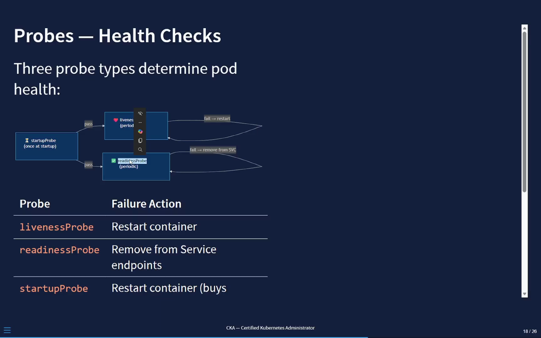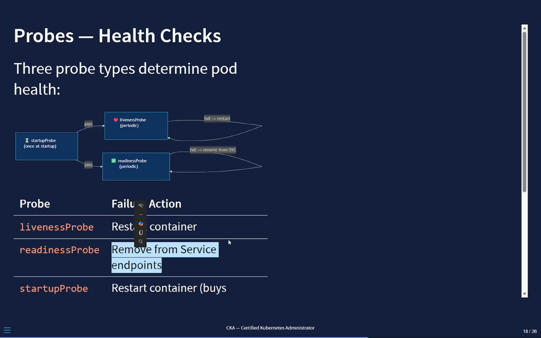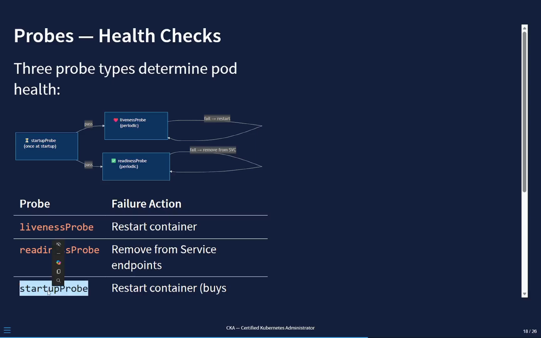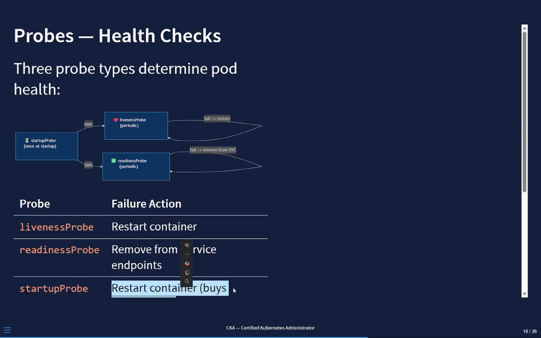The actions on failure are different for each. If the liveness probe fails, Kubernetes restarts the container. Use this to recover from deadlocks or corrupted internal state. If the readiness probe fails, Kubernetes removes the pod from the service endpoints. It stops sending traffic to it, but does not restart it. Use this for temporary unavailability, like when the app is still warming up its cache. The startup probe protects slow-starting apps from premature liveness restarts.